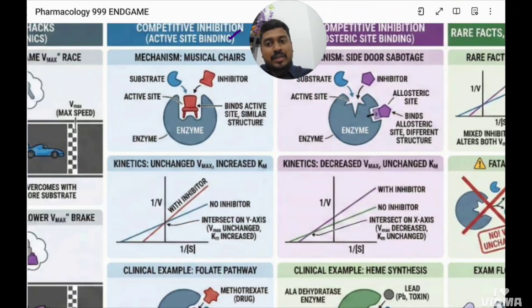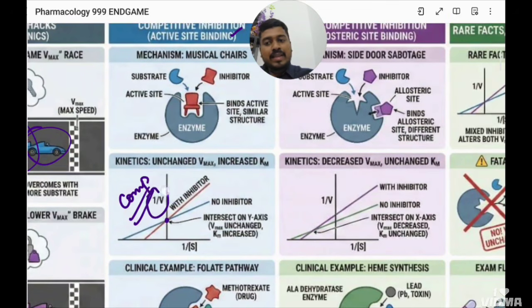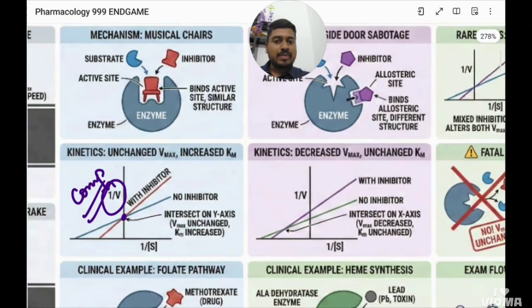So in competitive inhibition, with inhibitor or without inhibitor, the same Vmax is on the axis of Vmax, that is the velocity axis. So the graph which intersects on the same axis is the graph for competitive inhibition. It is the same type of model of the car, so Vmax is the same. If Vmax is the same and the lines intersect on the axis, then that means the graph is for competitive inhibition.